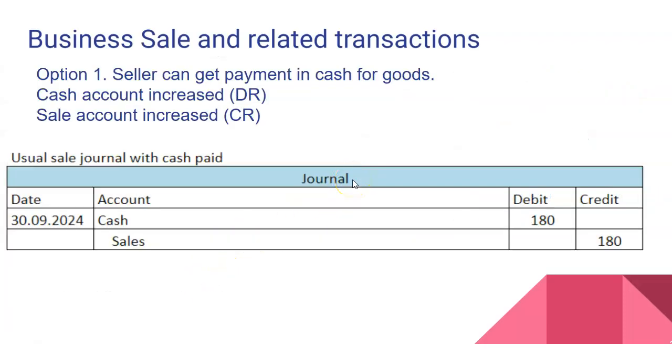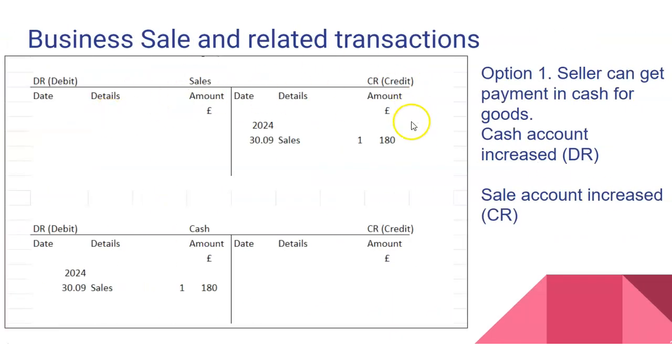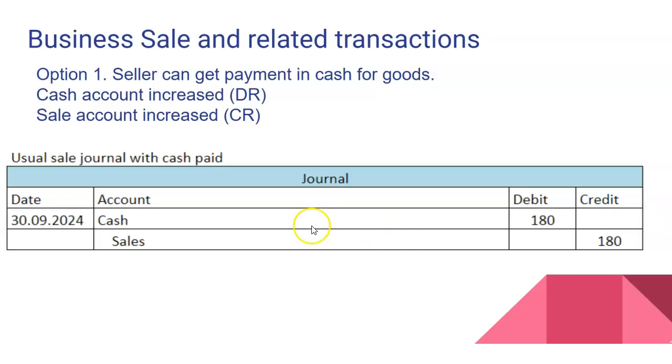Another way to record the same T account would be through just a simple journal. Do you remember I mentioned manual journals? So this is how the journal would look. You have again debit and credit, just a little bit different way of recording it. And we have cash on one side as a debit and sales on another side as credit.